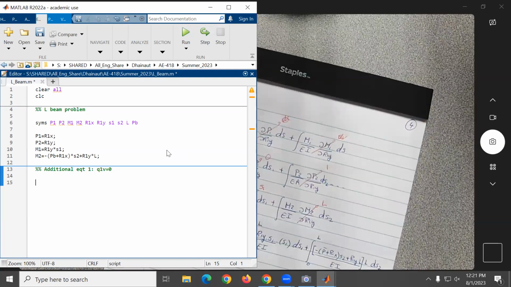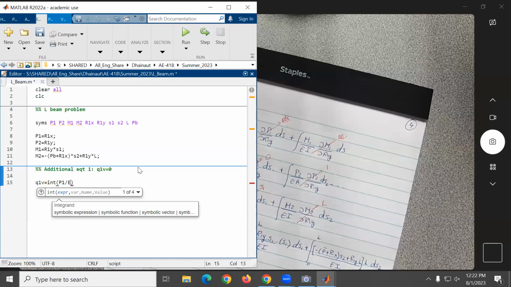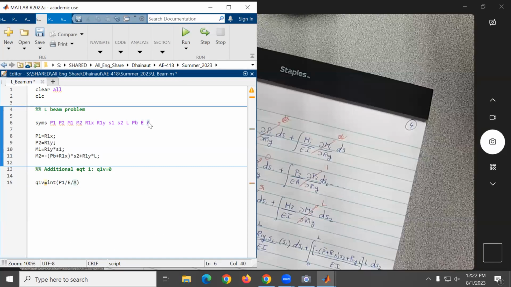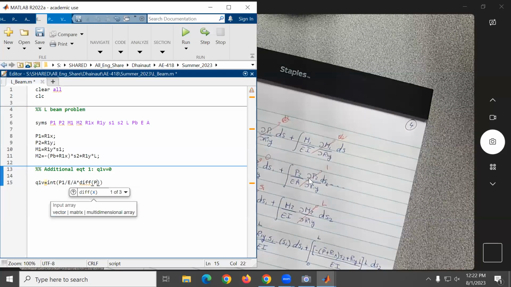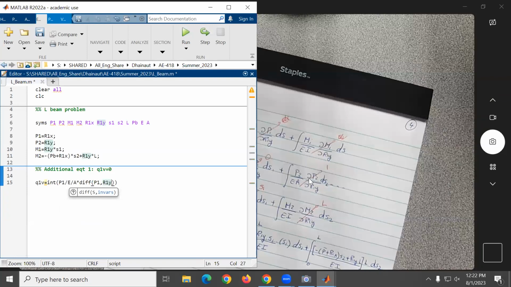So how can we do this one? Okay, so Q1 vertical will be equal to what? To the integral of P1 over EA, so symbolic A over EA, times the derivative, so differentiate P1 with respect to R1Y, correct?